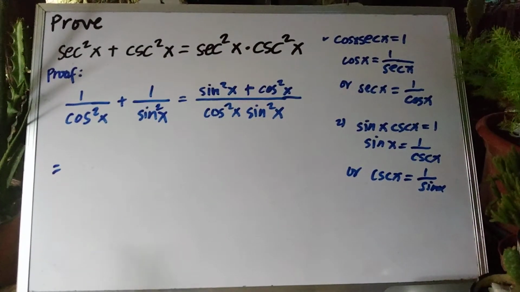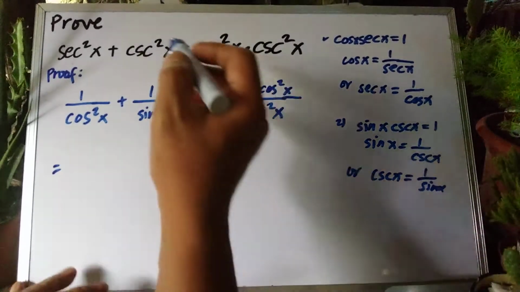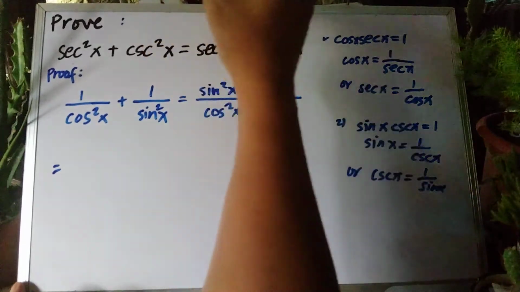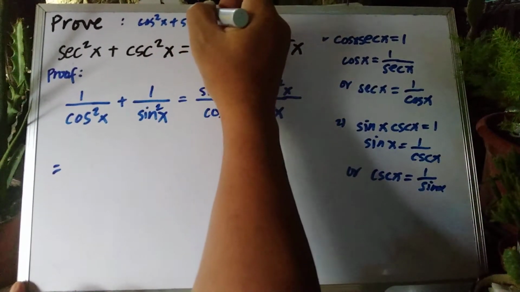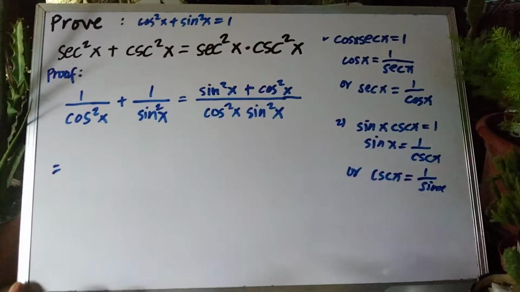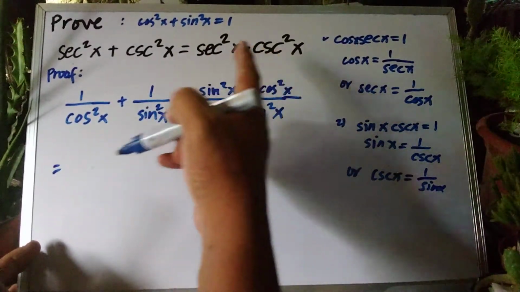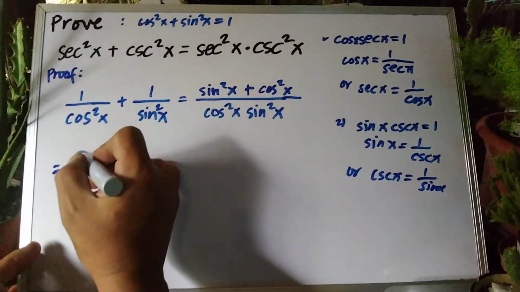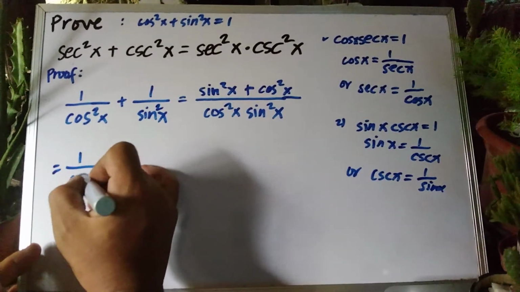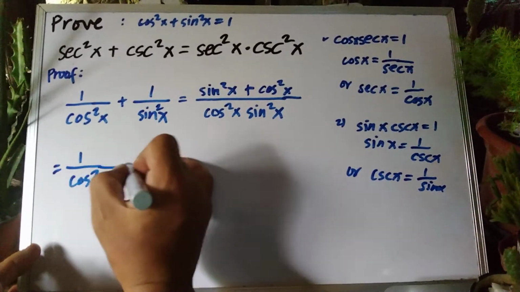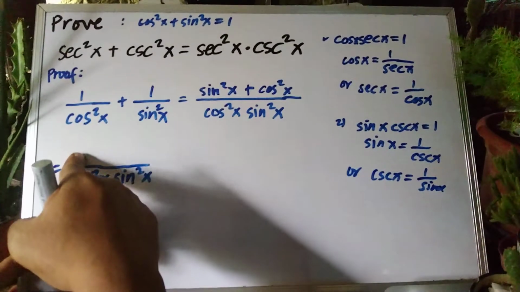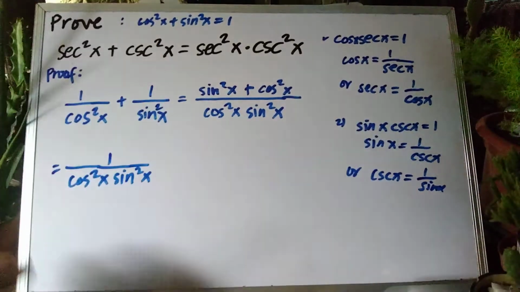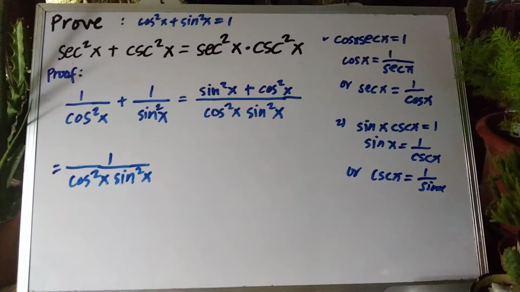Okay, using the Pythagorean identity, di ba? From the Pythagorean identity, you have cosine squared x plus sine squared x is equal to 1. Ibig sabihin, ang numerator dito ay equivalent to 1 lang. So, magiging 1 over cosine squared x sine squared x. Susulat natin si 1 dito sa gitna. Kaya yan na lang ang mangyayari.